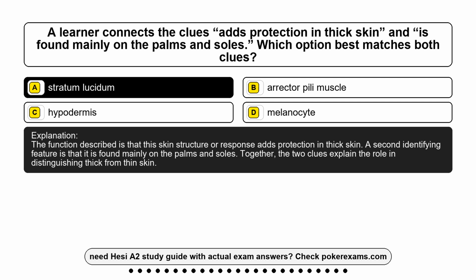The function described is that this skin structure or response adds protection in thick skin. A second identifying feature is that it is found mainly on the palms and soles. Together, the two clues explain the role in distinguishing thick from thin skin.